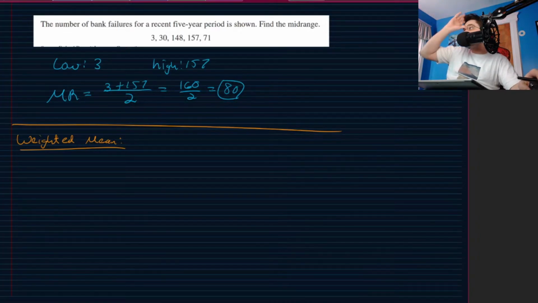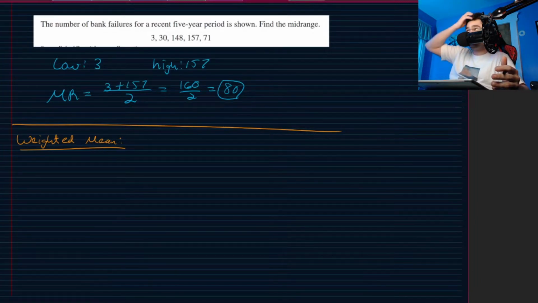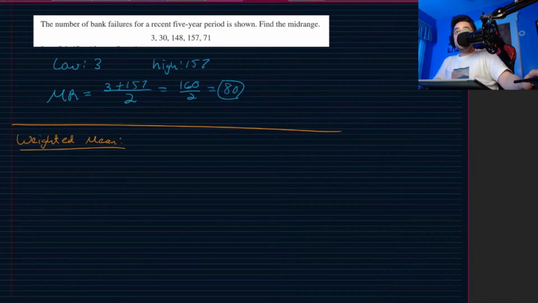So sometimes certain data values are more important than others. For example, if you're trying to find your GPA, some classes are 4 credits, some classes are 3 credits. And so the formula for the mean needs to take into account how much each class is quote unquote worth, or how important each class is, how big its contribution is to the total average. So that's when we use weighted mean in situations like that.